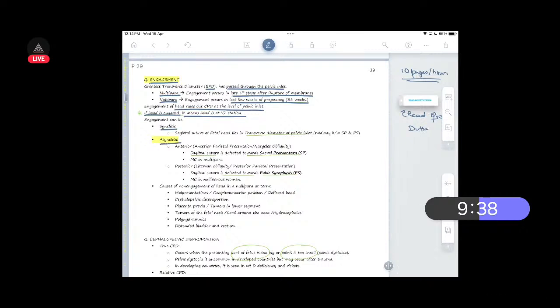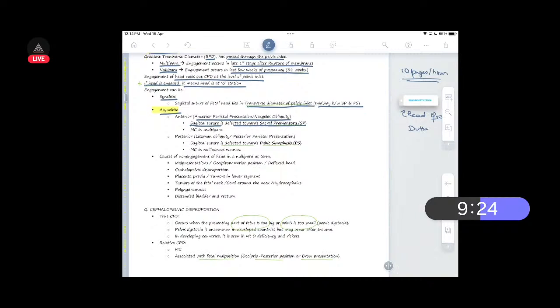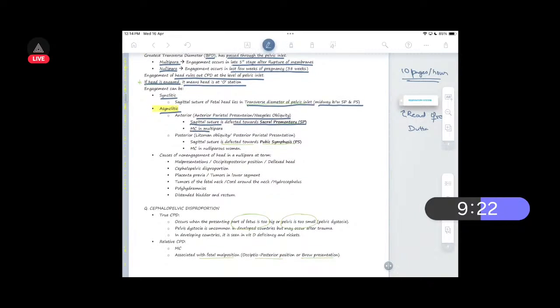The sagittal suture of the fetal head lies in the transverse diameter of the pelvic inlet, between the sacral promontory and pubic symphysis. Anterior asynclitism is anterior parietal presentation, or Naegele's obliquity: the sagittal suture is deflected towards the sacral promontory, most common in multipara. Posterior asynclitism is Litzmann's obliquity, or posterior parietal presentation: the sagittal suture is deflected towards the pubic symphysis, most common in nulliparous women.